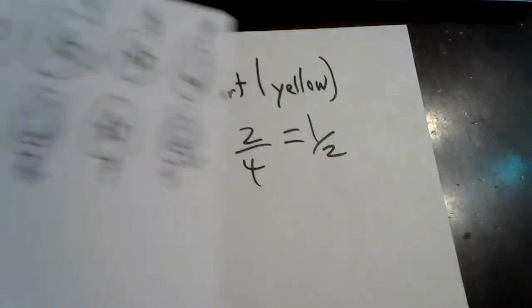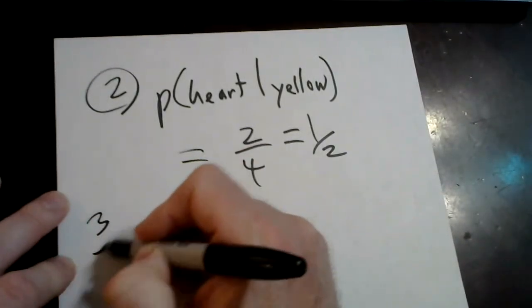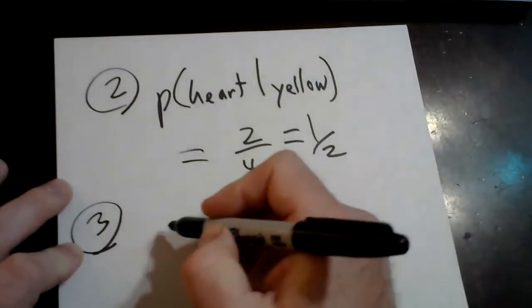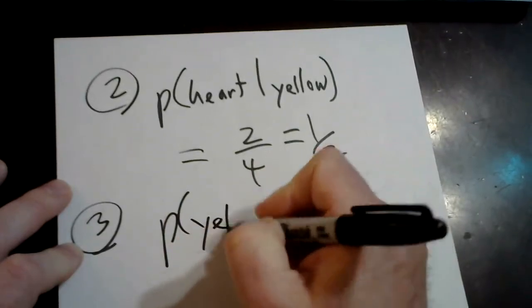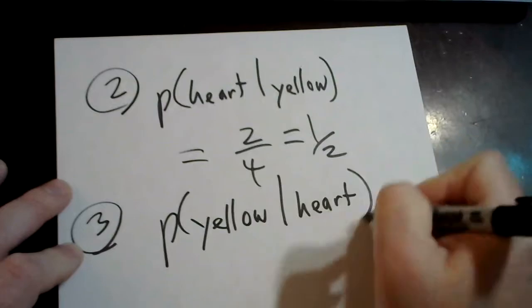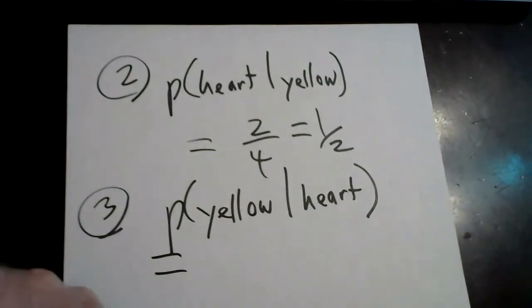All right. Well, let's do the next one, which is really number 11 in the book. What's the probability that it's yellow given that it's a heart? So they're kind of switching them around on us. Okay. Well, let's go back to the picture. This refers to the same diagram.